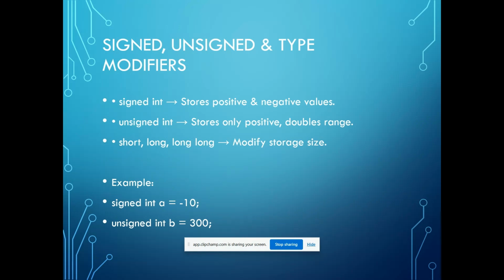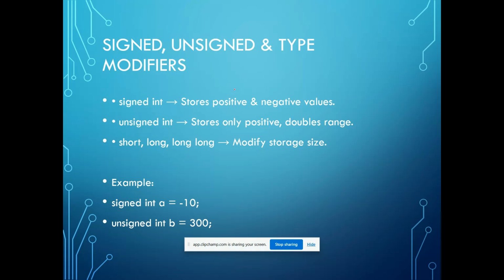If you are going for the signed versus unsigned type modifiers, signed int stores both positive and negative numbers. Unsigned stores only positive numbers but with double the range. It stores only values of zero or more, not less than zero. Okay, so for short, in that case, I will write this one.